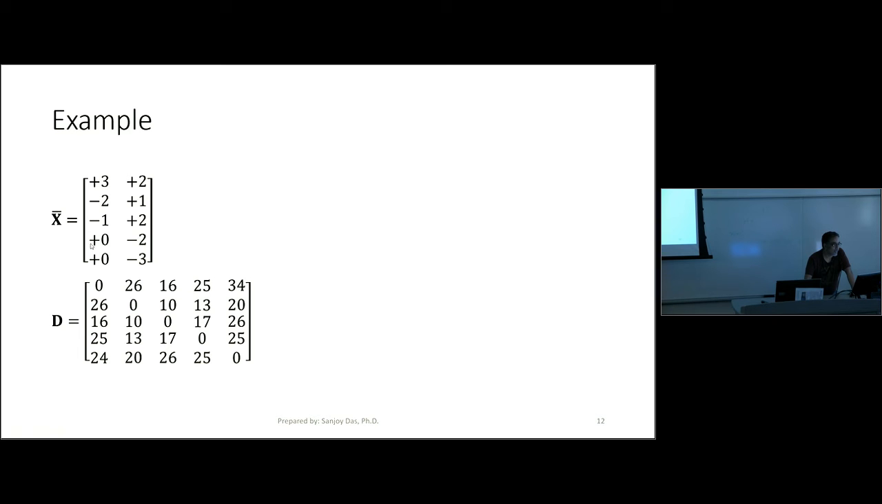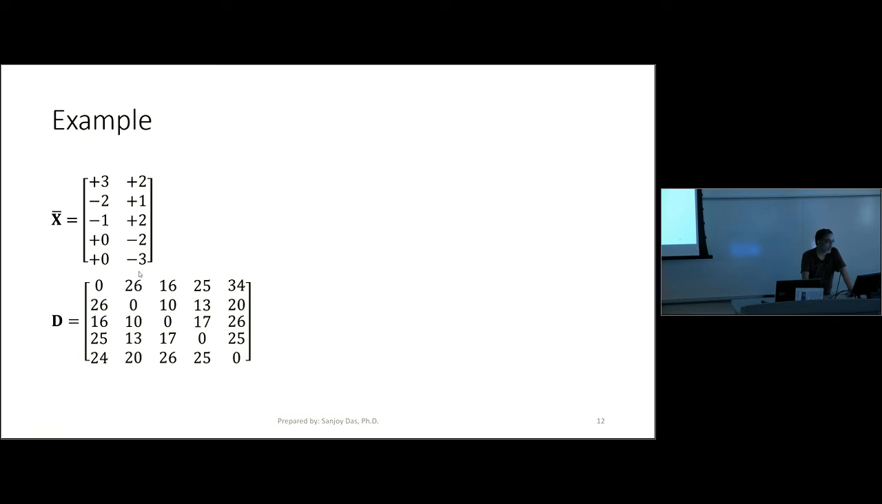Between this and this, 3 minus 0 is 3. 3 squared is 9. Plus 2 and minus 2, difference is 4. 4 squared is 16. So 9 plus 16 gives us 25. And between the first and the last sample, 3 and 0, difference is 3. 3 squared is 9. 2 and negative 3, difference is plus or minus 5. 5 squared is 25. So 9 plus 25 is 34.